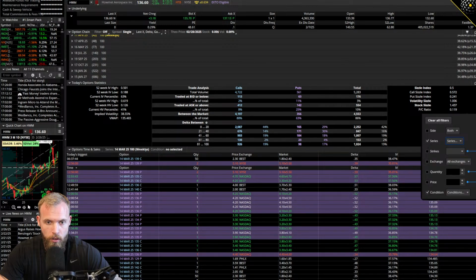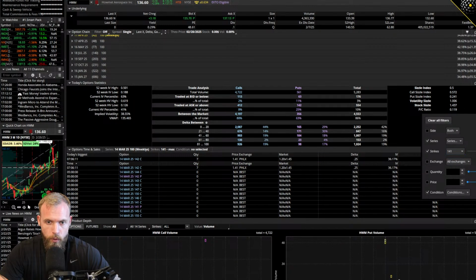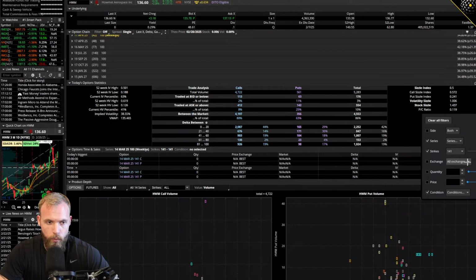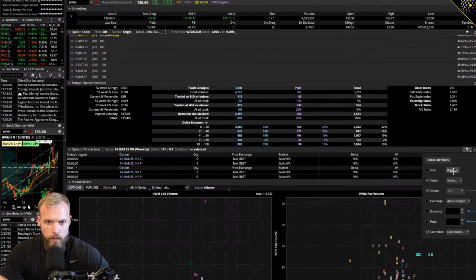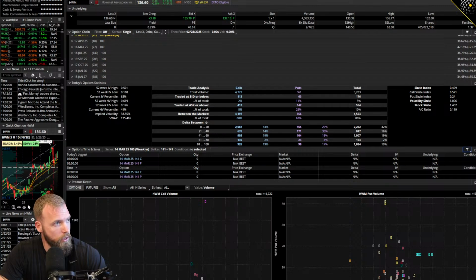So we're going to go to 14 March. And then we're going to look at, what was it, the 141s? I only care in this scenario about the 141s. So let's limit everything we're looking at to just the 141s. And then let's also get rid of, where is it? Oh, interesting. It doesn't have the quantity filter on. Okay, so this isn't showing me the right data, which is kind of annoying.